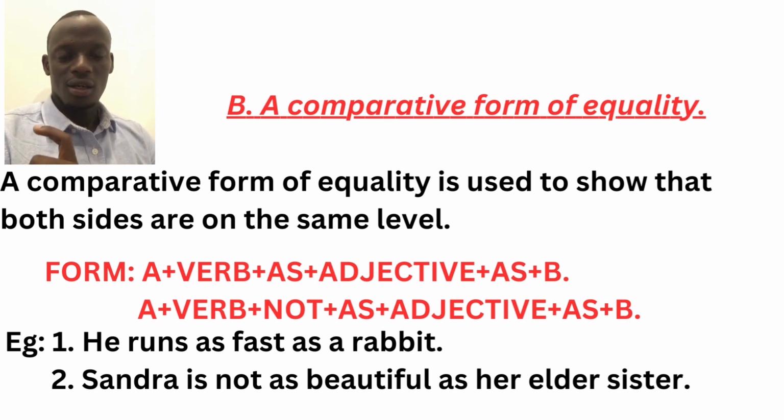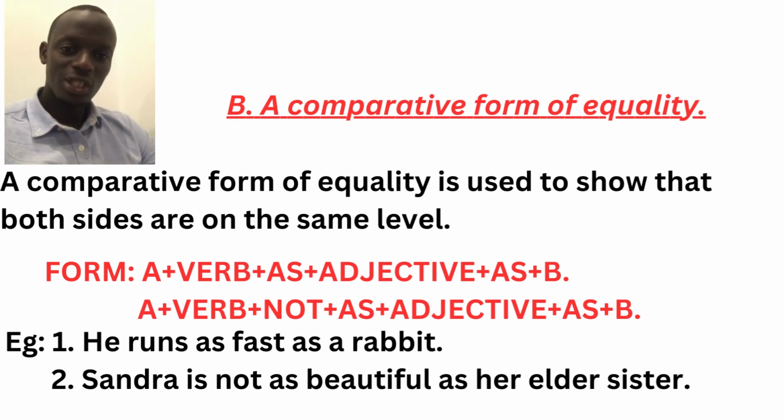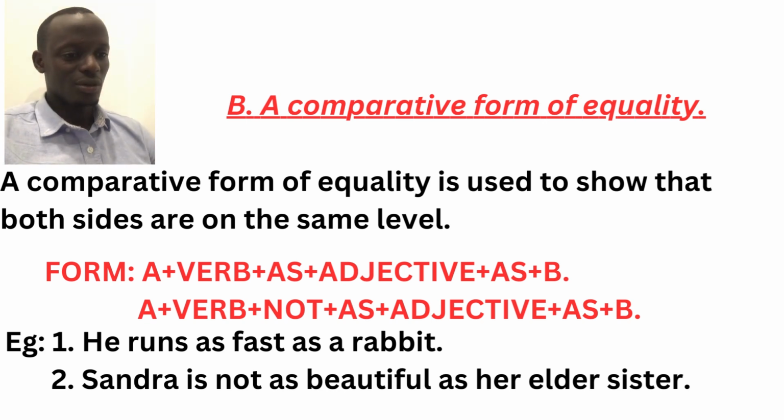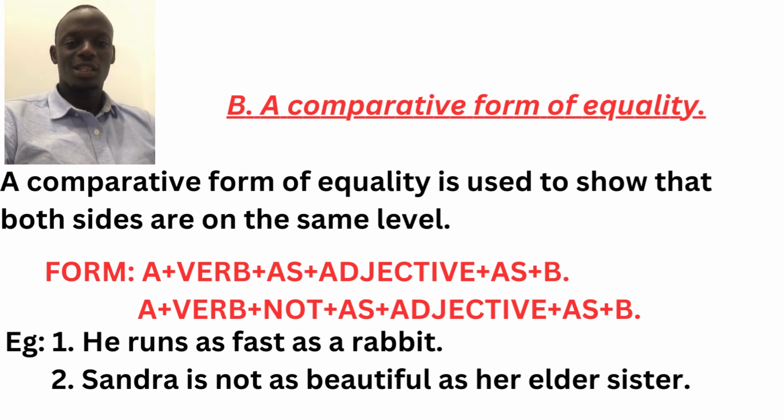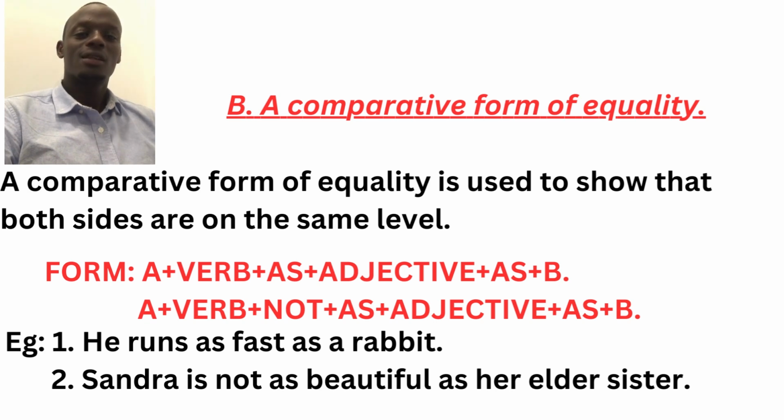Say, sugar is as important as salt. In that case, we are putting sugar and salt on the same level of importance, okay? As you can see now on your screen, we have sentences like, he runs as fast as a rabbit. It means when he and a rabbit start running at the same time, they reach the destination at the same time, at the same speed. So he runs as fast as a rabbit.